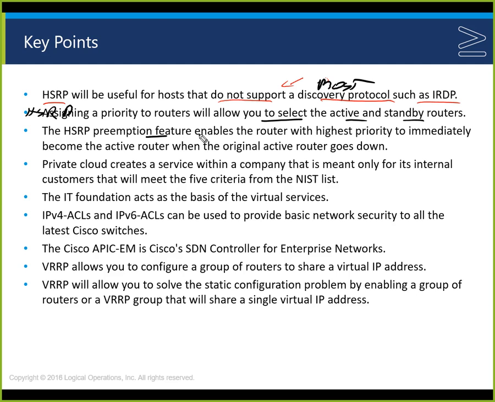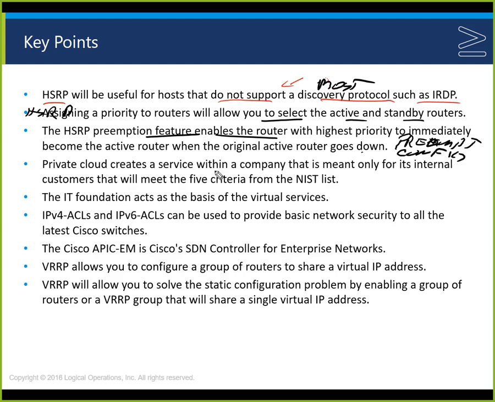The HSRP preemption feature enables the router to immediately become the active router if the original router goes down. Preempt must be configured. We have to configure it with the preempt command.